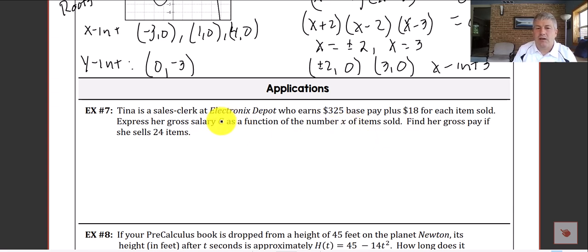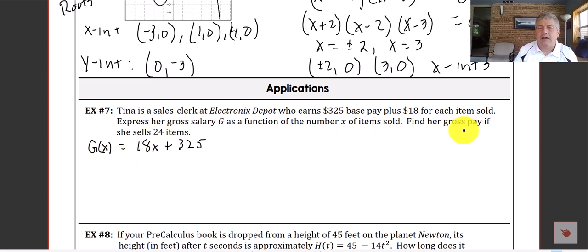So our function name is G. The number of items sold is x. She's getting $18 for each item sold, so that's 18x. So our function is G of x equals 18x, $18 times each item sold, plus she gets a base salary of just $325. So if she sells nothing, she gets $325.